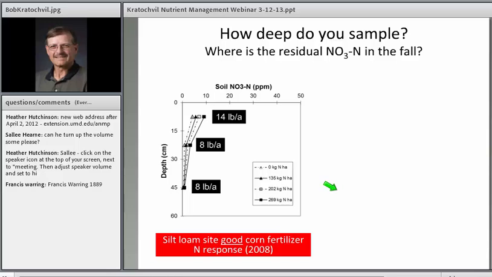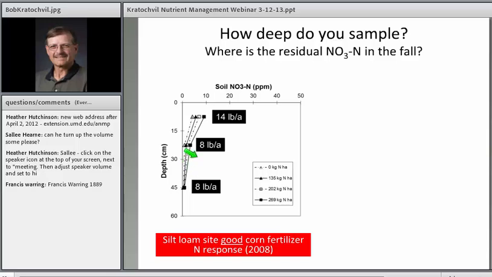All right, next question that we were trying to answer was just how deep do you have to sample? And I've talked about a 6-inch sample, and we actually divided our 2-foot samples into 3 increments. We had a 0 to 6, 6 to 12, and 12 to 24-inch samples. Now, there's 4 lines here, and what they're describing is the amount of residual nitrogen that we had in the fall for the various fertilizer treatments we had on the corn. And those treatments were 0, 120, 180, and 240 pounds to the acre.